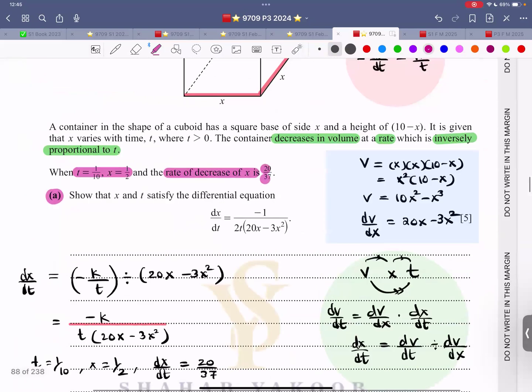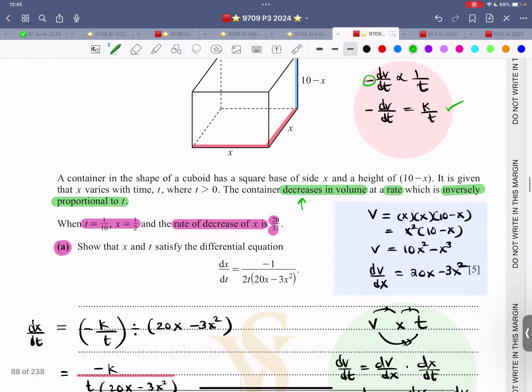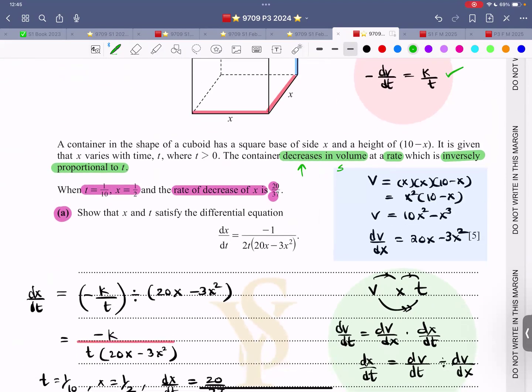the very first thing is over here. This is step number 1. That is negative because it's a decrease. Negative rate is proportional to 1 over t. Negative dV by dt is k over t. That's the first thing. The second thing, step 2: V is the square base area times height. That comes out to be this. We get volume, therefore dV by dx is this much. That is the second step.